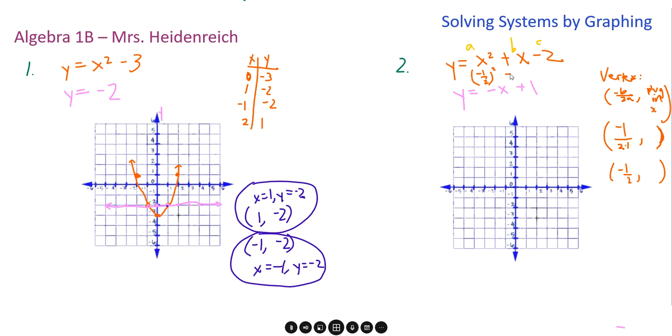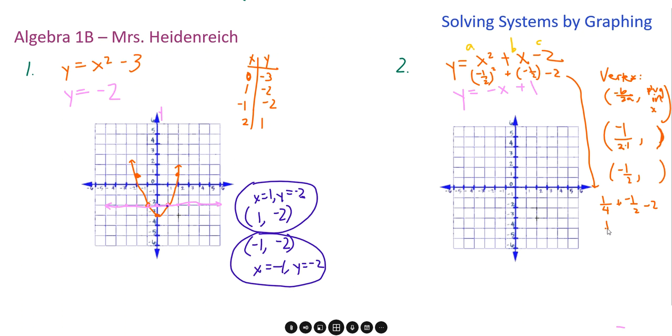Square that, plus a negative 1/2 here for x, minus 2. Okay, negative 1/2 squared, that's going to be a positive 1/4. I'm running out of room for all my work here. Plus a negative 1/2 minus 2.